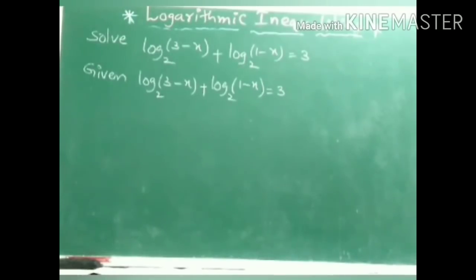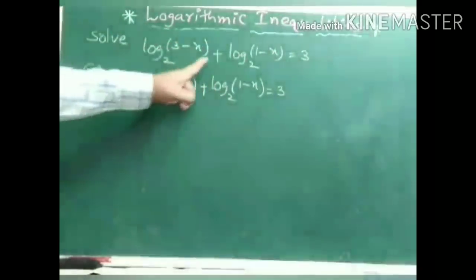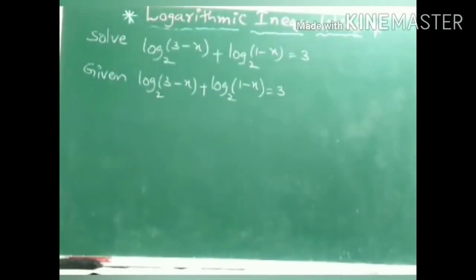Coming to question number 2. Solve log of (3 minus x) to the base 2 plus log of (1 minus x) to the base 2 is equal to 3. Both logarithms have the same base, hence we can simplify further. We already discussed in the last classes that the algebra of logarithms depends on the logarithmic base. Only two logarithms with the same base can be simplified. Of course here both are logarithms with the same base, that is 2.